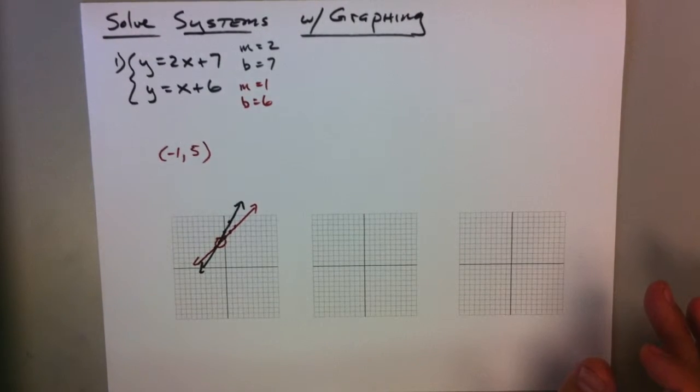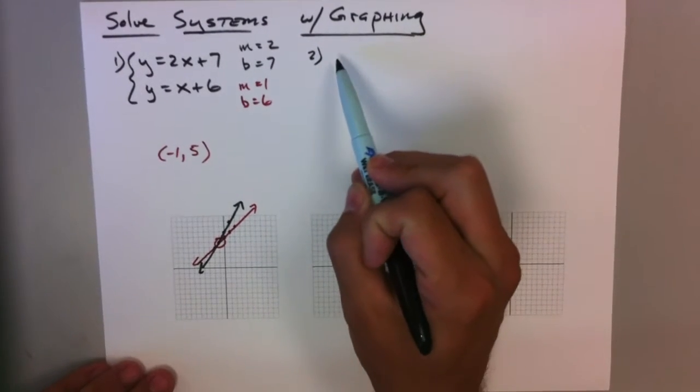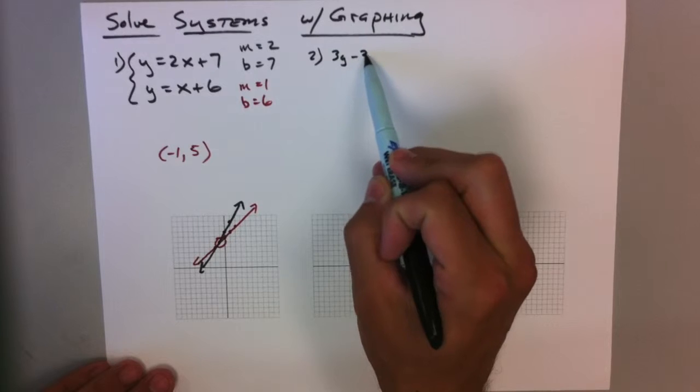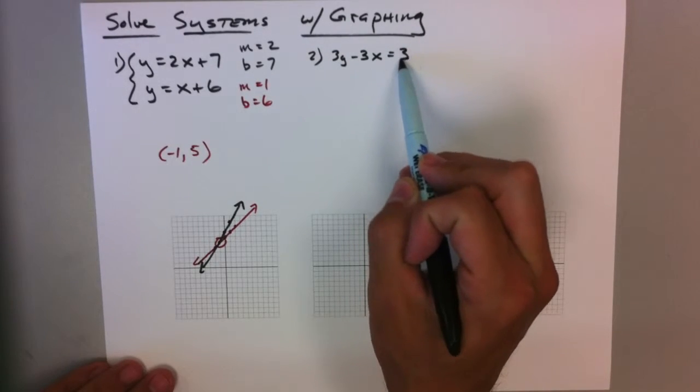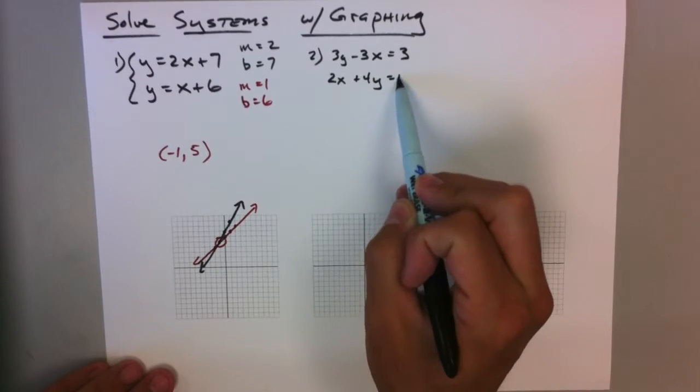Okay, so let's try another one. What if I give you this system? 3y minus 3x equals 3, and 2x plus 4y equals 16.